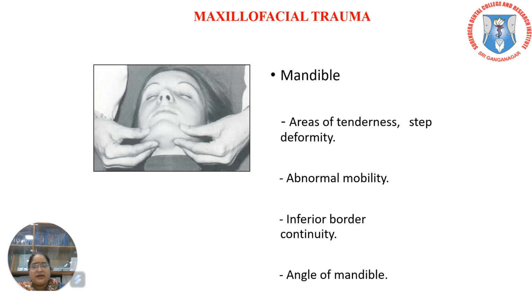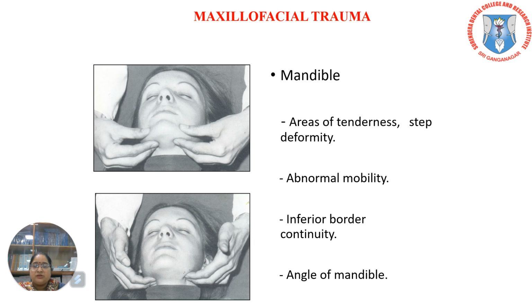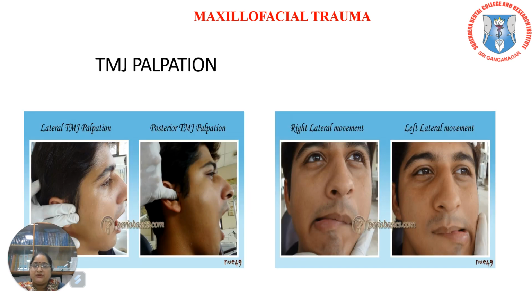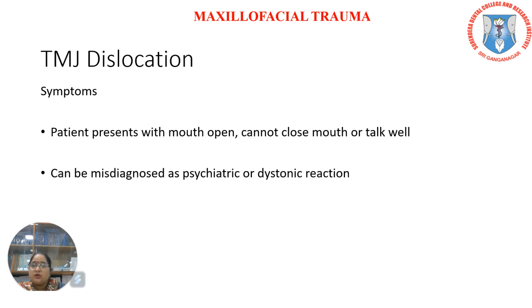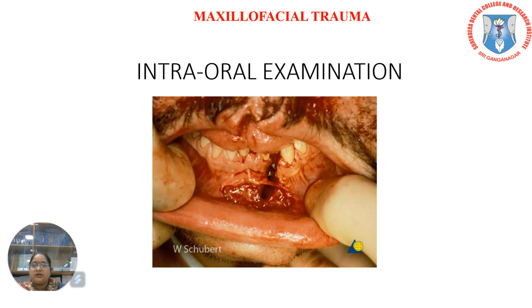We can check for areas of tenderness, step deformity, any abnormal mobility, inferior border continuity, or angle of mandible fracture. See, in this picture, we can easily see angle of mandible palpation and parasymphysis region palpation. TMJ palpation, we can check for the TMJ movements in the lateral as well as the anteroposterior movement. TMJ dislocation, the patient can present with an open mouth. The patient cannot close their mouth or talk well, or may be misdiagnosed as psychiatric or dystonic reactions.